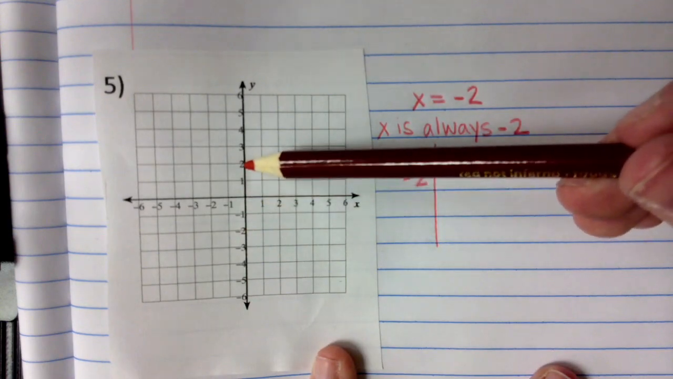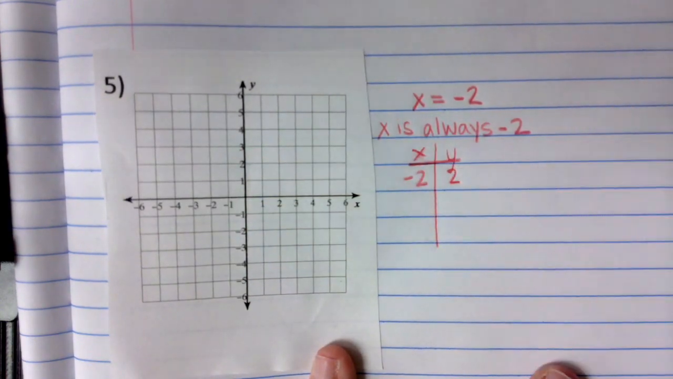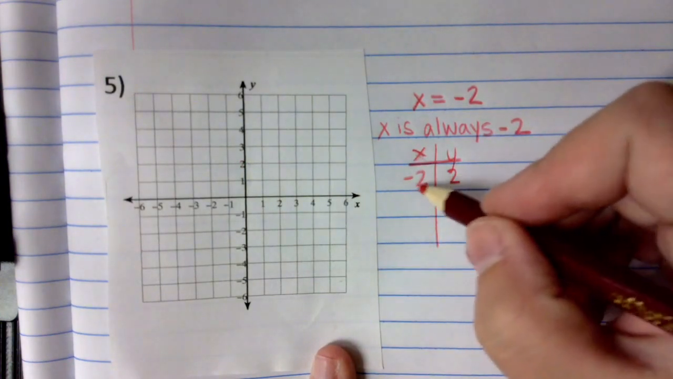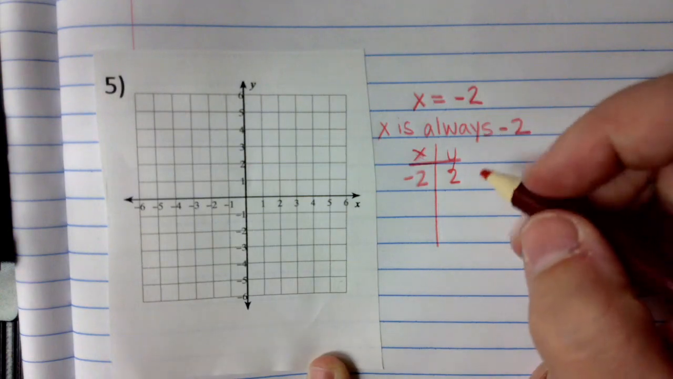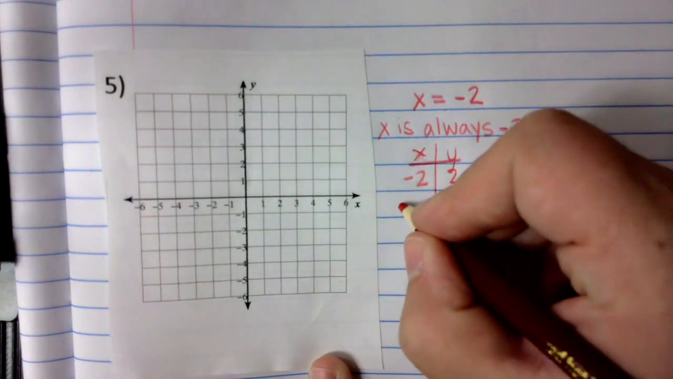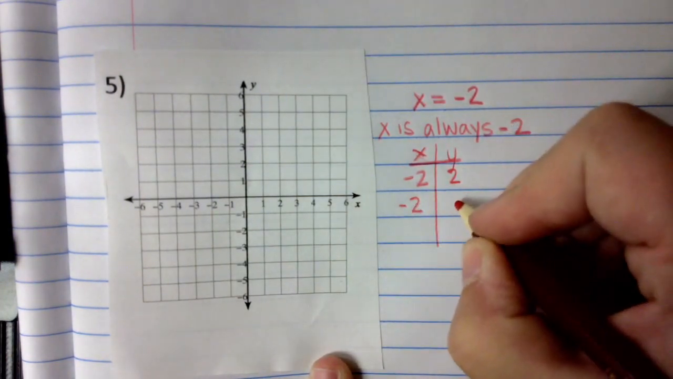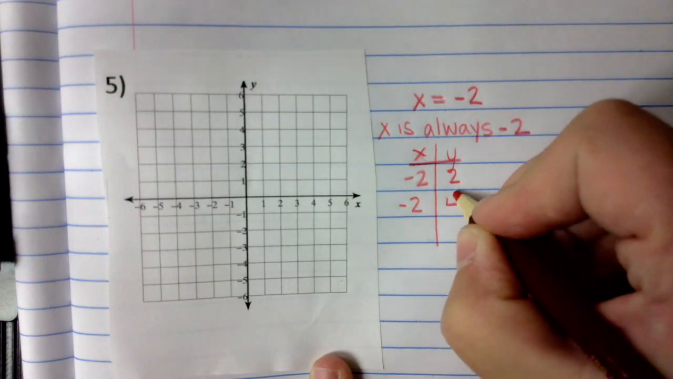-2. What's the y? 4. How did you all know to say 4? That was weird. All right, -2. And then you get to pick whatever you want here. Let's do a negative number, -6. Sure, 2, 4. Going with those even numbers.